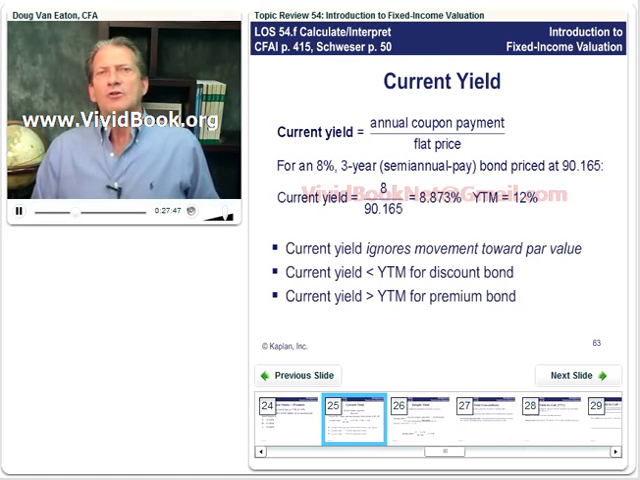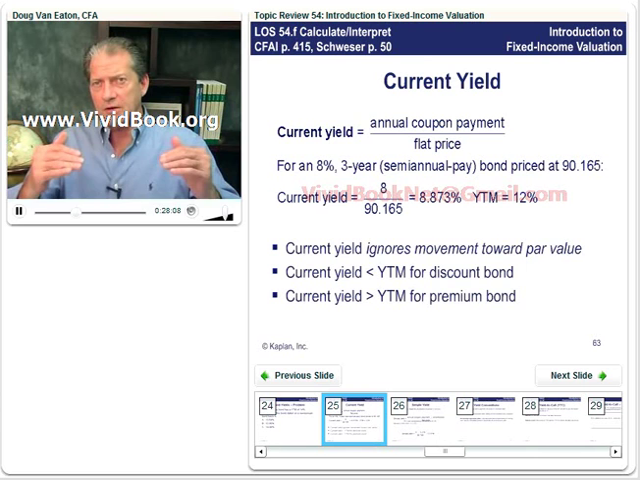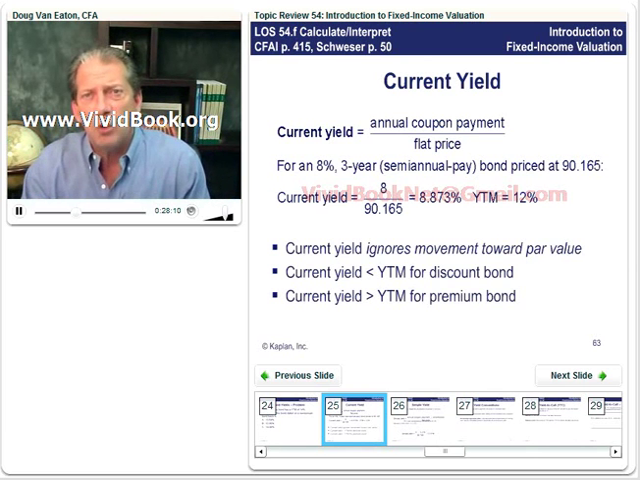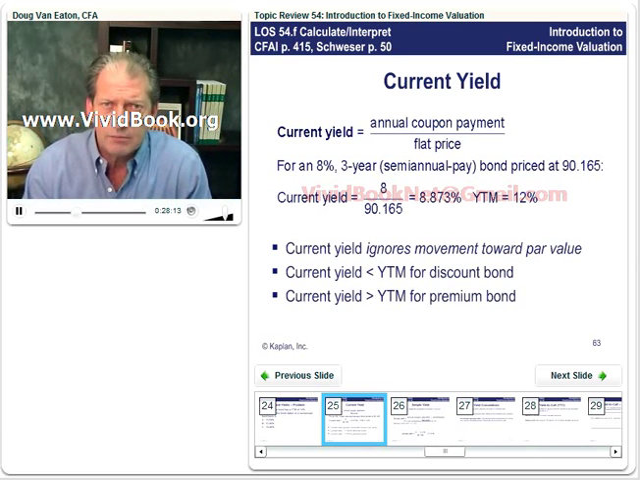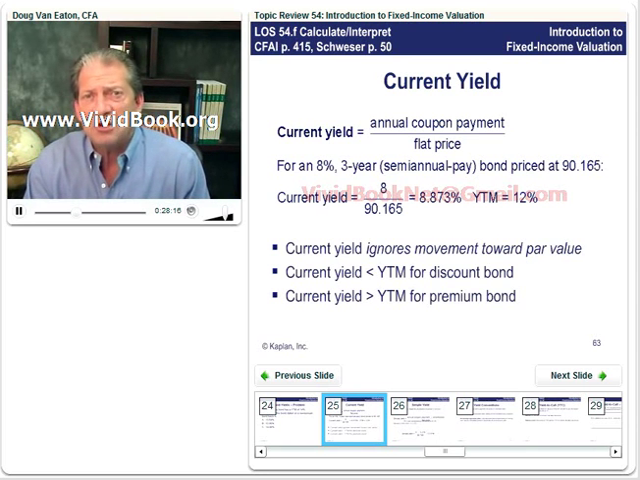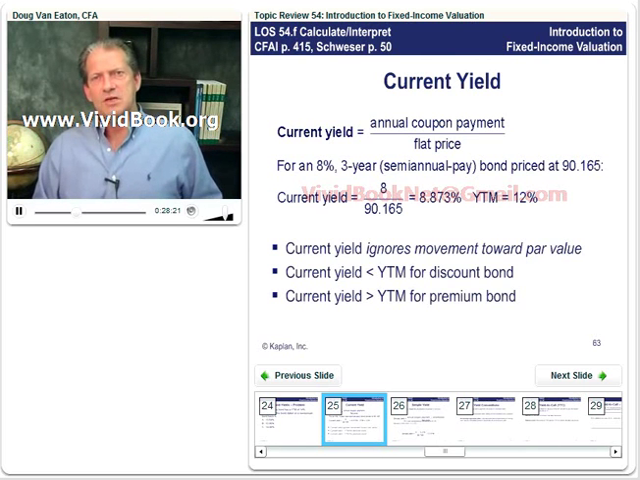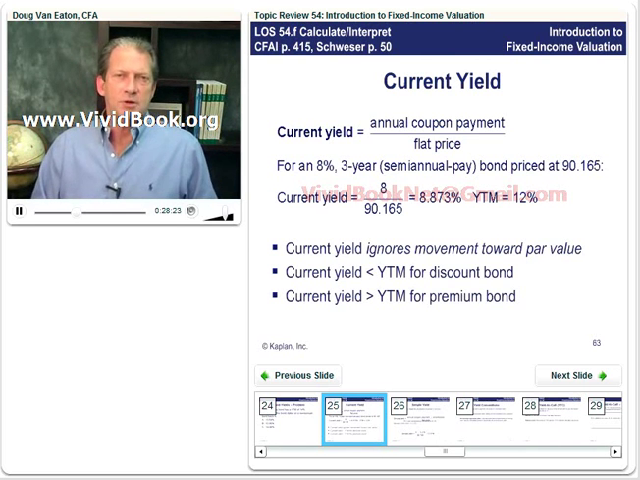Okay. So the current yield is lower than the yield to maturity for this discount bond. The yield to maturity takes into account the movement of that bond value over 3 years from 90 up to 100% of par value. So we say current yield ignores movement toward par value. The current yield is going to be less than the yield to maturity for a discount bond, but it's actually going to be higher than the yield to maturity for a premium bond.